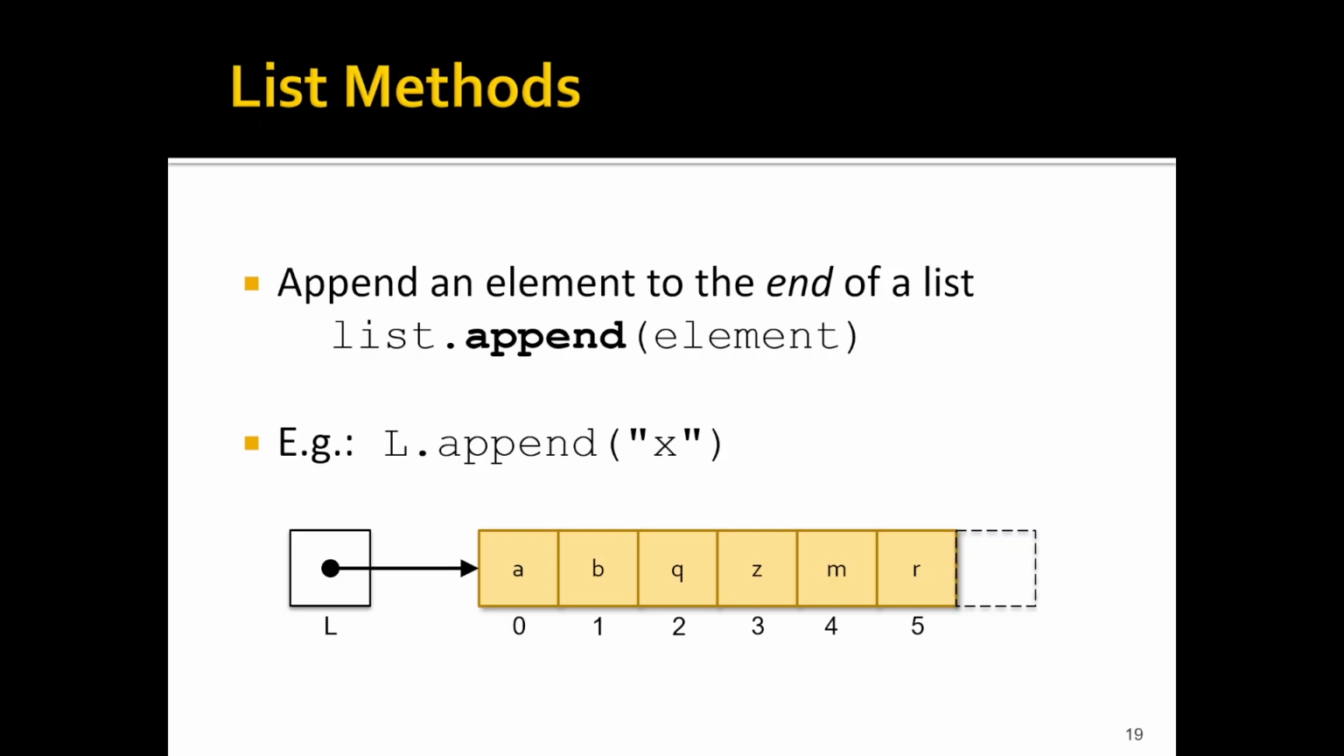So if we have some list, like in the image here, that's holding a bunch of strings, we can add another element onto the back of the list using the append method. So I'd say the name of my list, dot, and then append, and then whatever value I want to add to that list. And when Python encounters this method, it just adds that value to the end of that list.